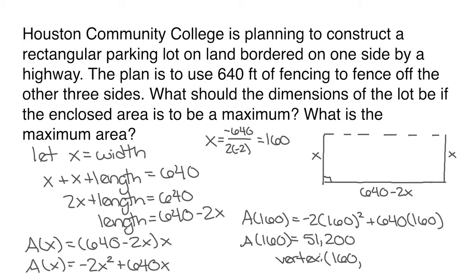This tells us that the vertex occurs at the point (160, 51,200), and therefore the maximum area will be 51,200 square feet, and this will occur when the width is 160 feet and the length is 640 minus 2 times 160 feet, or 320 feet.